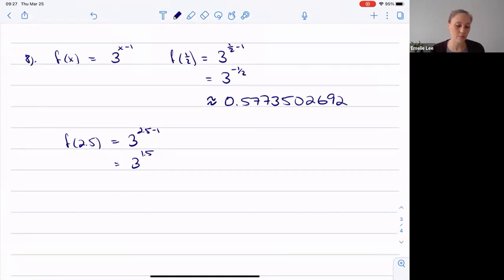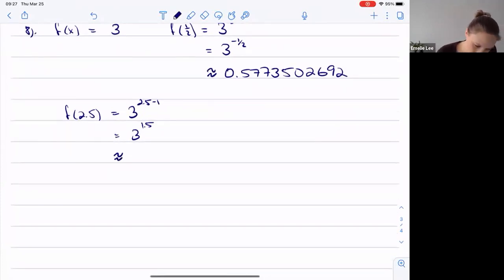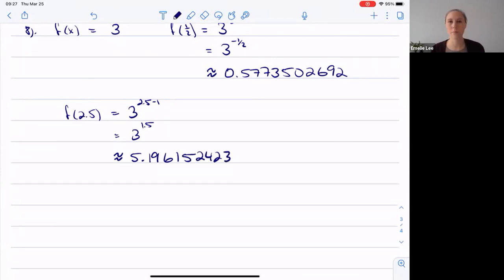So if I do 3 to the power of 1.5, make sure that you get 5.196152423. Or it should be the same. Okay. So make sure that you're okay doing those calculations on your calculator. We'll only do those 2.